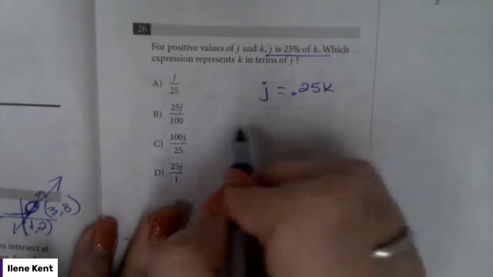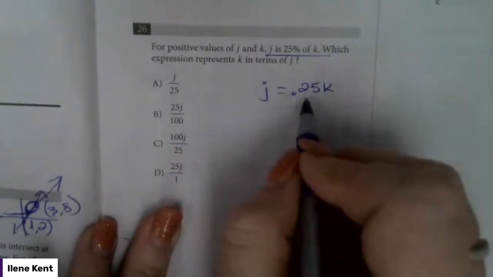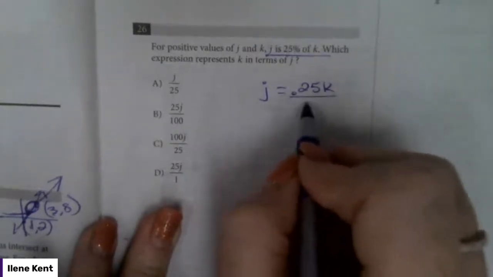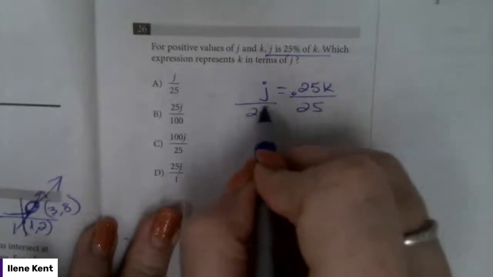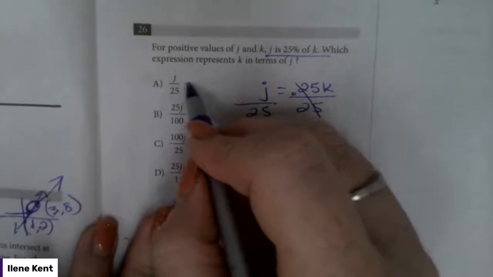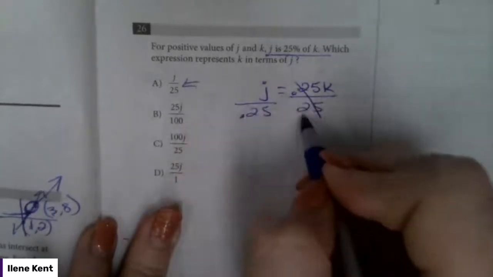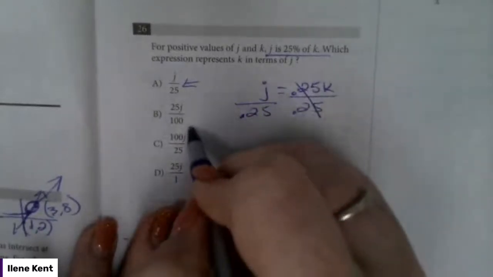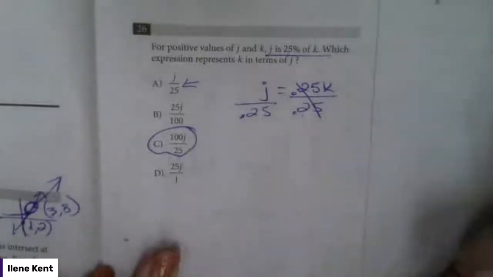We could also plug in. That's not a bad option. And we know the 25 is going to end up on the bottom here to get rid of it. So it's not going to be here because this would be the 0.25. So the one with the 100 would be the only one to work. 25 can't go on the top because we divided it. So answer choice C.